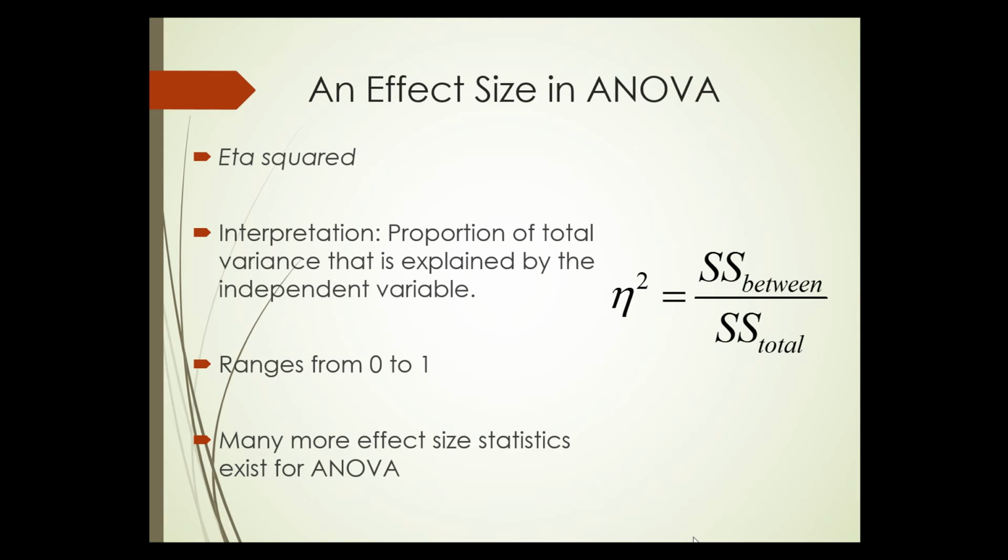Like I said, there are many more effect size statistics that exist for ANOVA. One other popular one is called omega squared, which is just a correction to eta squared, since eta squared sometimes tends to slightly overestimate the effect size. So there are other ones, but the one we'll use in this class is eta squared, and it can very easily be calculated from ANOVA output or your ANOVA hand calculations by simply taking sum of squares total and dividing that into sum of squares between.